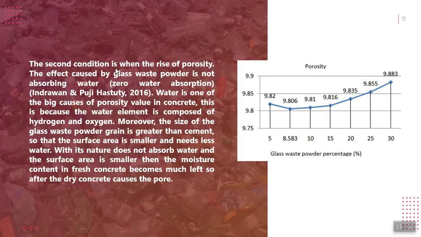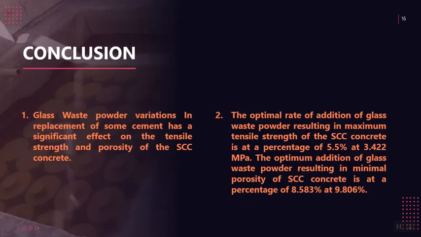And the second condition is when porosity rises, the effect is caused by glass not absorbing water. Water is one of the biggest causes of porosity in concrete. This is because the water element is composed of hydrogen and oxygen. Moreover, the size of the glass grain is greater than cement, so the surface area is smaller than the cement. Since glass does not absorb water and the surface area is smaller, the moisture content in fresh concrete becomes much less, and after the concrete dries, this causes pores.